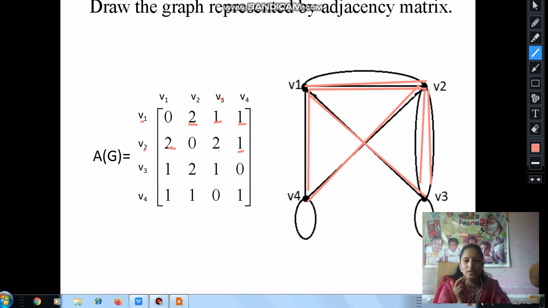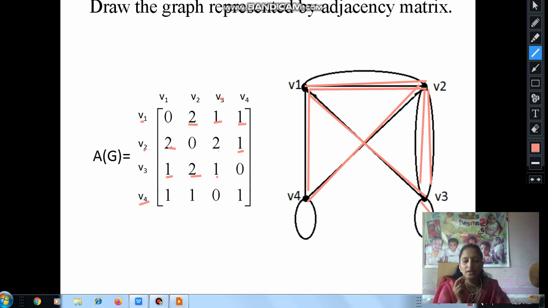Okay. Now there is an edge between V3 and V1. The number of edges is 1. There is only one edge between V3 and V1, and we have already drawn this edge. The number of edges between V3 and V2 is 2. Okay, V3 and V2, there are two edges. The number of edges between V3 and V3 is 1, so there is a self loop here. V3 to V3 is the self loop. And there is no edge between V3 and V4.